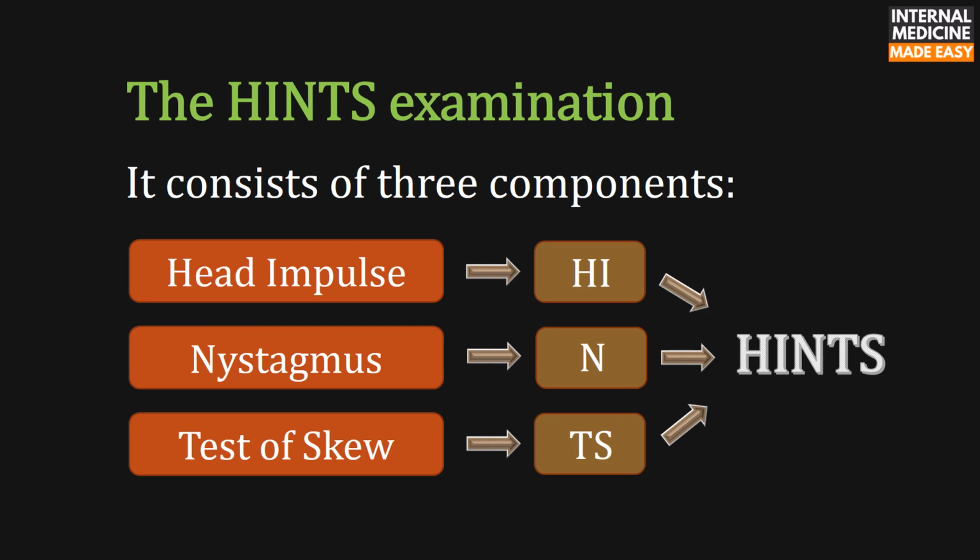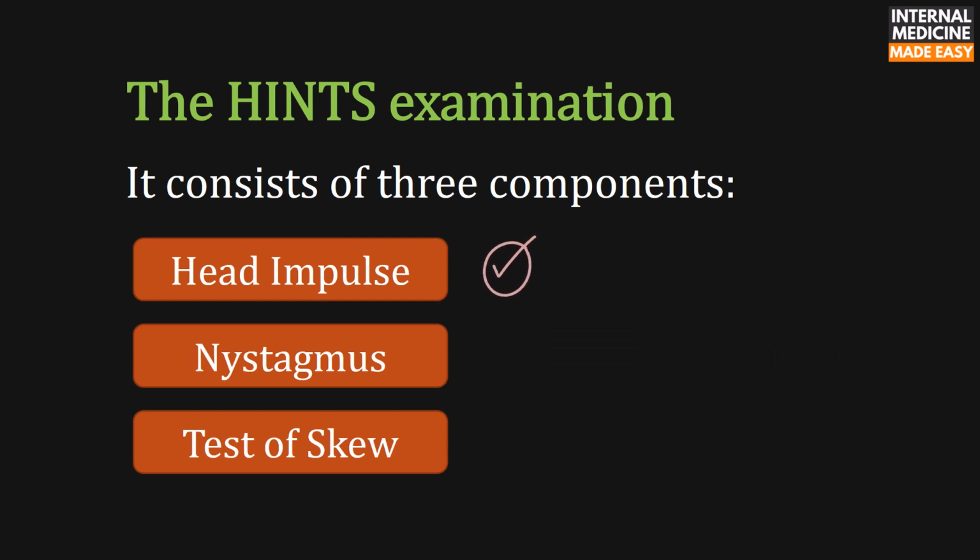The HINTS examination consists of three components: head impulse, nystagmus, test of skew. The acronym HI indicates head impulse, N indicates nystagmus, and TS indicates test of skew. Now at first we will discuss head impulse.